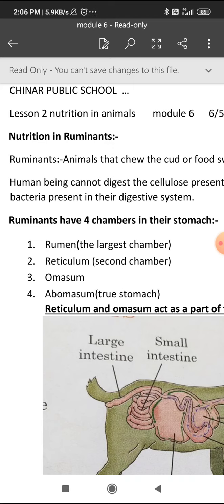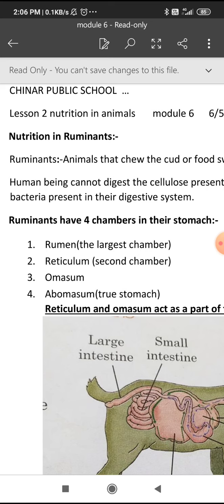So ruminants are the animals that eat the cud or swallow the food, and they can digest it because they have bacteria in them. They can digest the plants containing cellulose because of the bacteria present in them. So these animals are called ruminants. Human beings cannot digest the cellulose present in their food, in the plants, trees. Why? Because they don't have the bacteria that is present in the herbivorous animals.